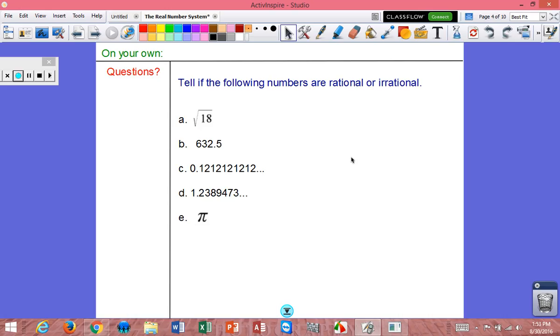Alright, now it is time for you to try. So I want you to take these 5 numbers and I want you to describe if they are rational or irrational. Again, you have already had some practice with this in class, so you can use that to assist you and these notes. Alright, make sure you have everything written down and I will see you in class.